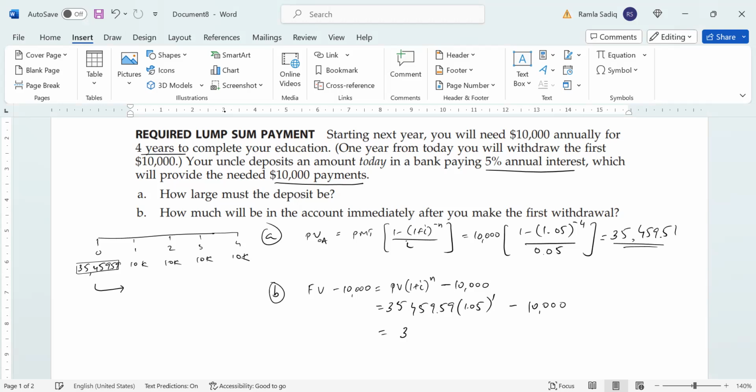We're going to take away $10,000 from this. That means that after our first withdrawal, we'll be left with $27,232.49 in our account.